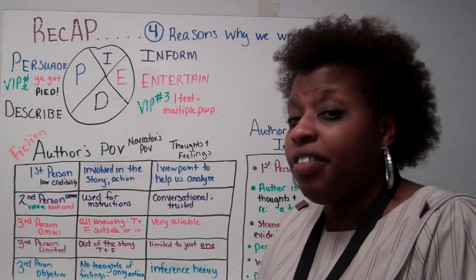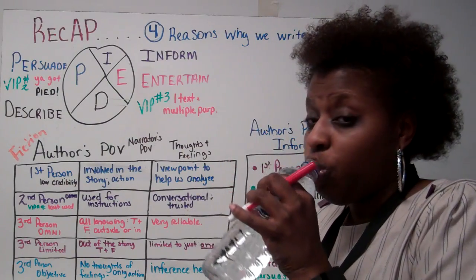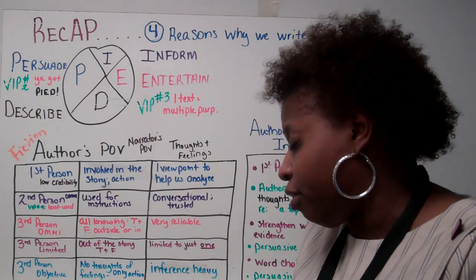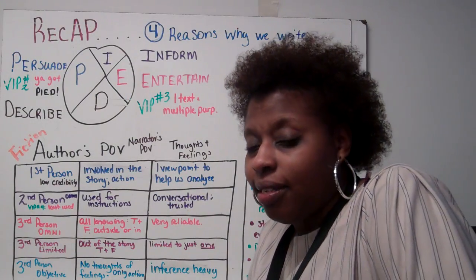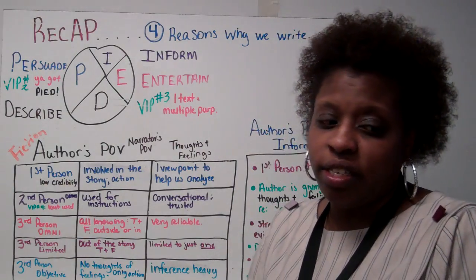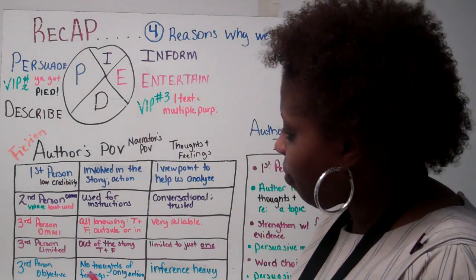The next thing we have is third person limited. So, the narrator is outside of the story, just like our third person omniscient. However, they only have the vantage point and the thoughts and feelings of one character, not all of them.